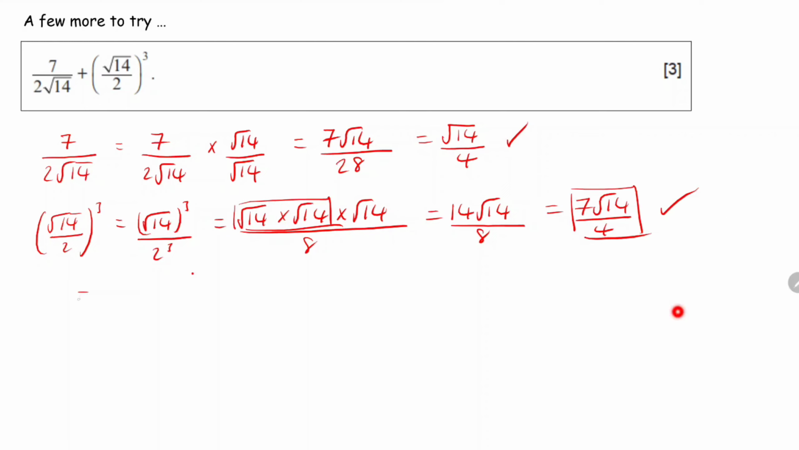Then we want to combine those together. So we have root 14 over 4 plus 7 root 14 over 4, which gives us 8 root 14 over 4, which will give us an answer of 2 root 14. And this is our final answer.